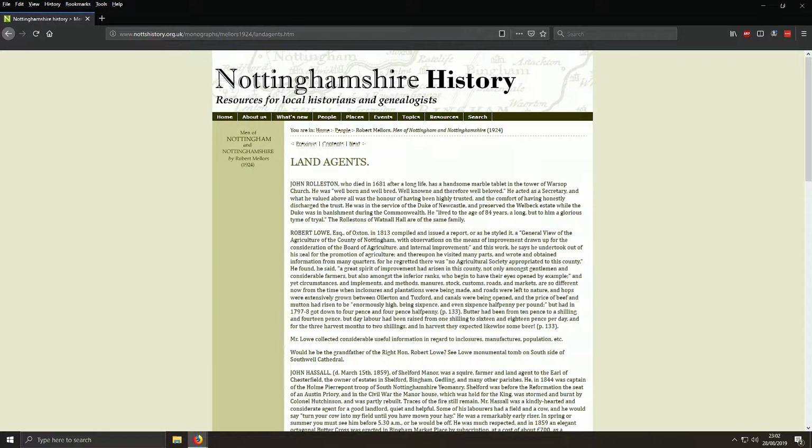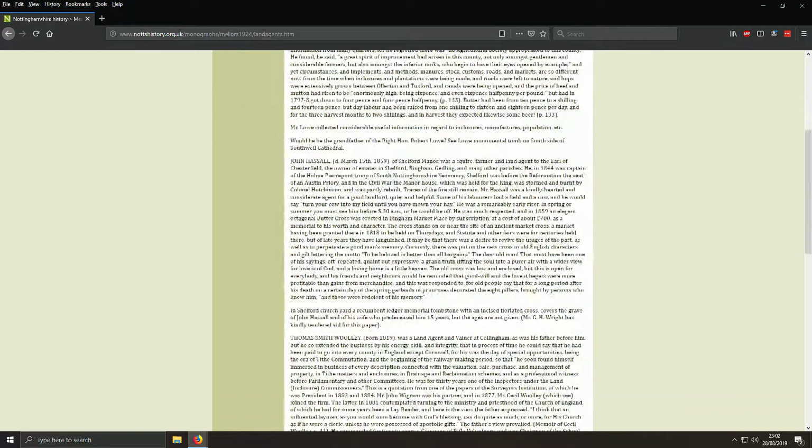So who was he? Well, it turns out it was a kind of a landlord, a very kind one, in effect, and even allowed some farmers to put the cows in his land when they brought the hay in. So you scroll down to John Hassell, and here he is. Shelford Manor was a squire, farmer, and land agent to the Earl of Chesterfield, the owner of estates in Shelford, Bingham, Geldin, and many other parishes.